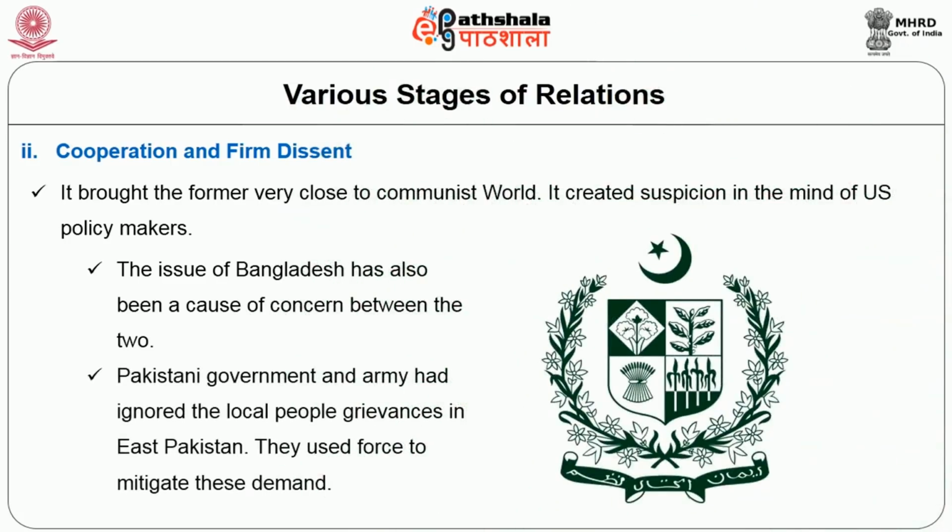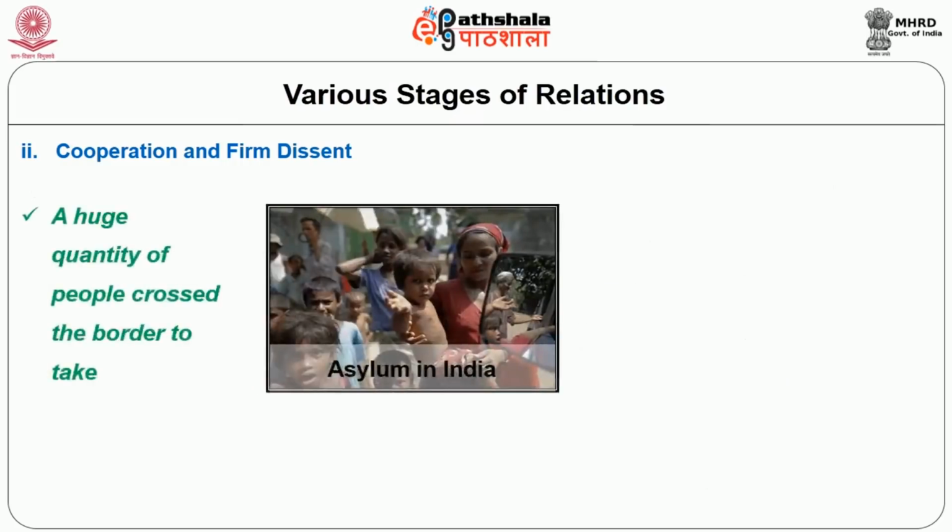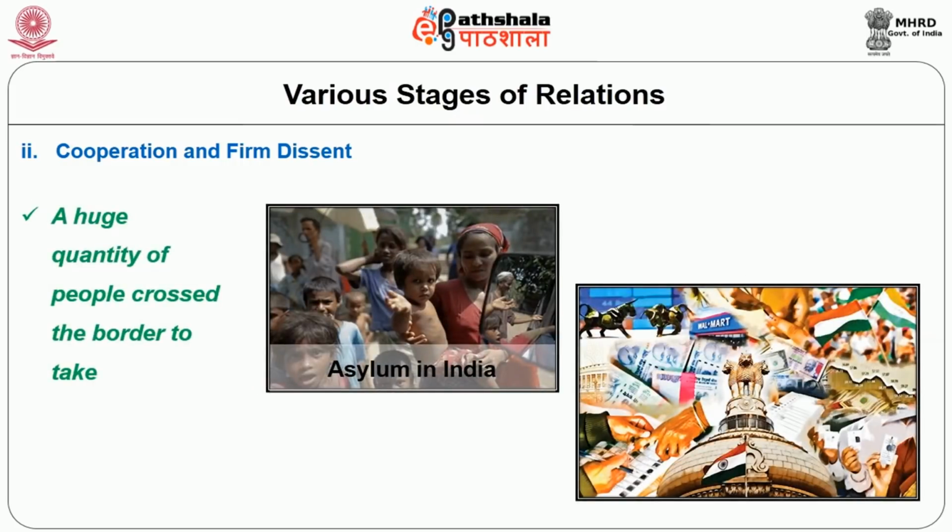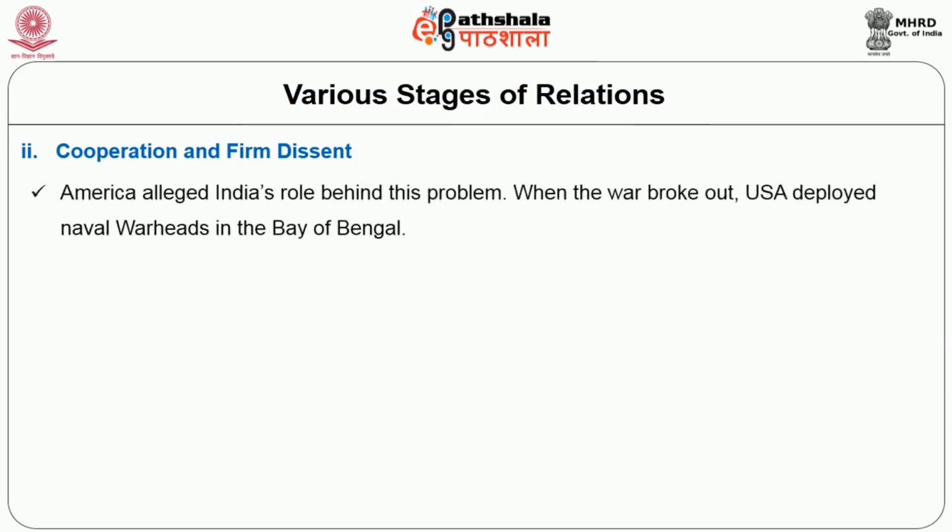The Pakistani government and army had ignored the local people's grievances in East Pakistan. They used force to suppress these demands. A huge number of people crossed the border to take asylum in India. It created a political and economic burden for India. America alleged India's role behind this problem.